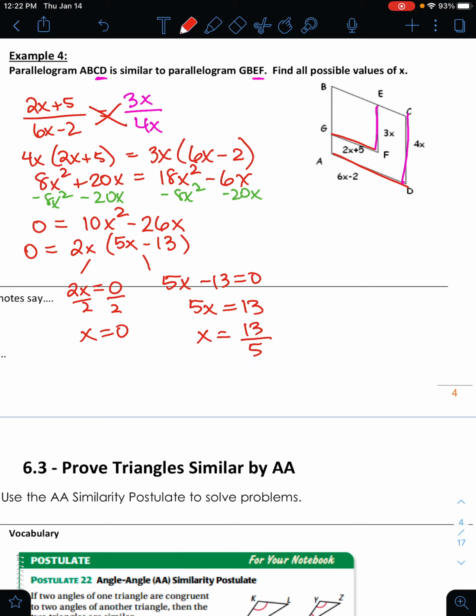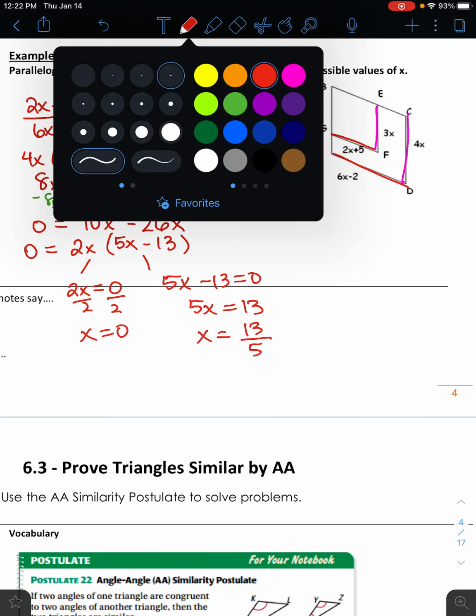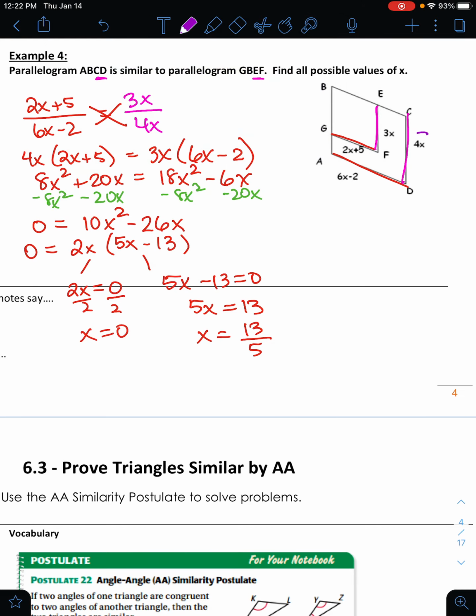Okay, so can they both be put back in the picture and have a positive length? If I take the 0 and plug that in over here, I get a 0, which doesn't make sense. I have to have some kind of a length. So for this problem, I'm going to disregard 0 and just keep 13/5 as my answer. There's really just one possible value here, and the possible value is 13/5.